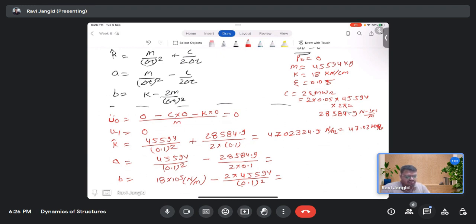45594. Double four, double four, 164. Okay, so that is coming around 44.16 kilonewton per centimeter. And can you give me the last one? That is 7318800 minus. So that will be coming out to be 7318 kilonewton per centimeter. Is it okay?